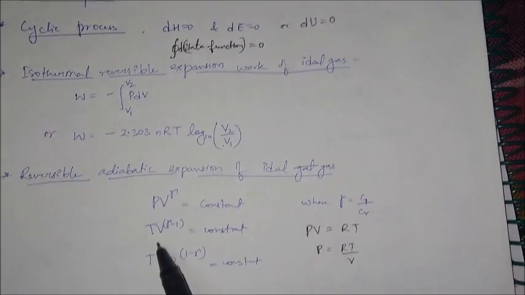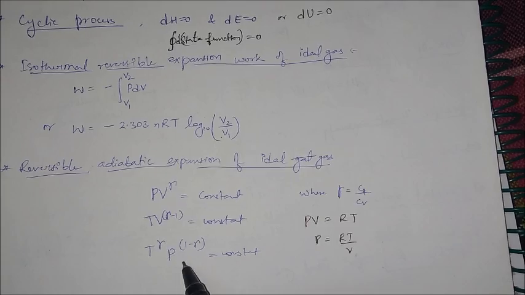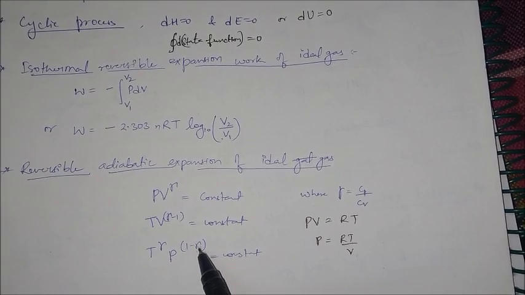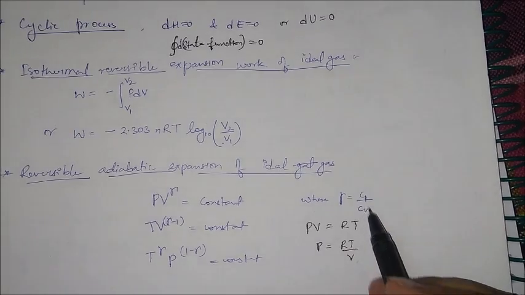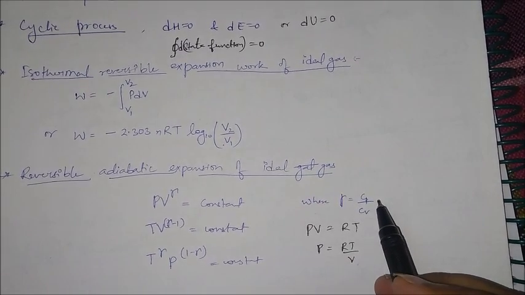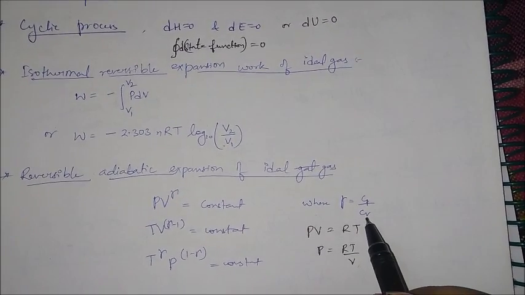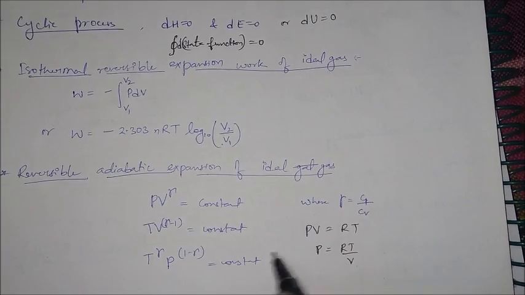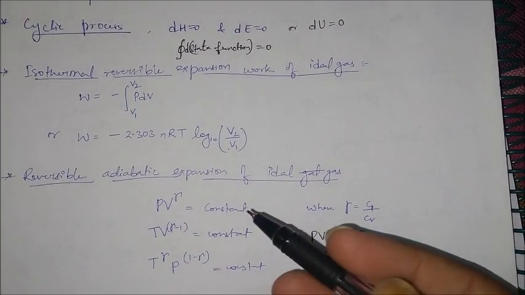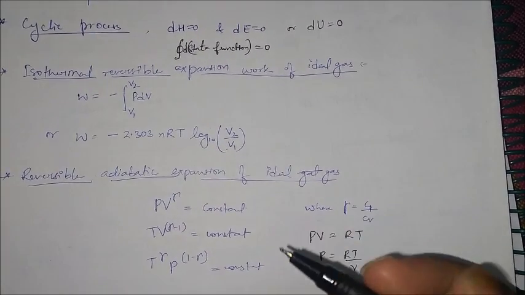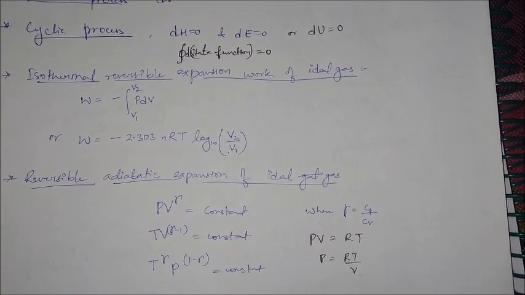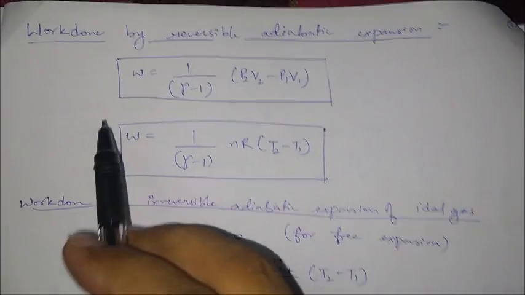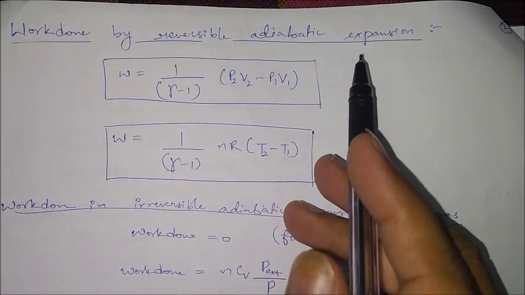In one more form, T to the power gamma and P to the power 1 minus gamma is equal to constant, where gamma is the ratio of Cp and Cv. Cp is specific heat at constant pressure and Cv is specific heat at constant volume. I suggest you write it along with me, then it will be beneficial for you. Okay, the next one is work done by reversible adiabatic process.